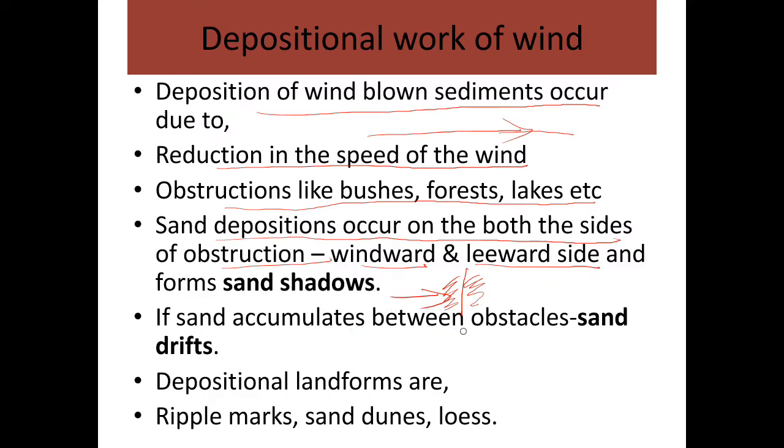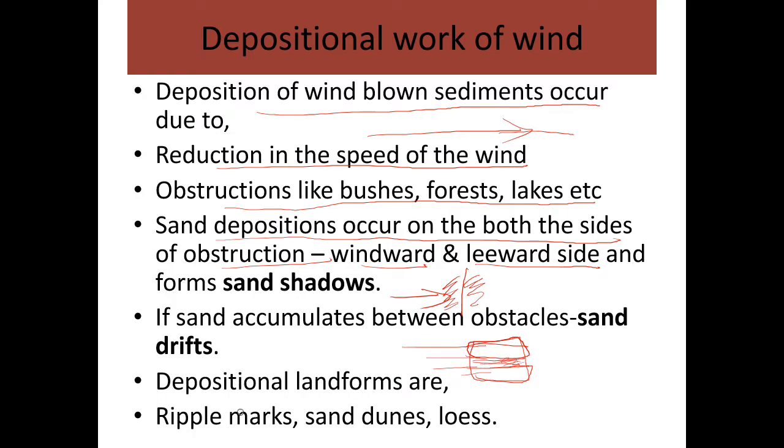If sand accumulates between obstacles, these are called sand drifts. Suppose this is an obstacle, and the wind is blowing like this. It is not a continuous obstacle like this. Between the obstacles it is deposited, because of the sudden change in wind movement and speed of the wind. Here deposition occurs, which are called sand drifts.